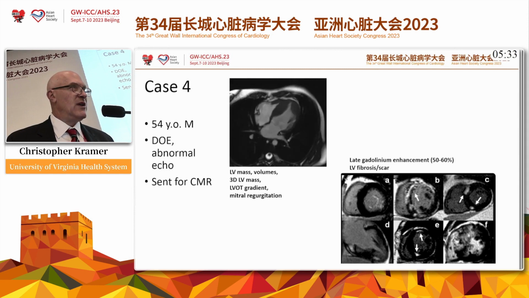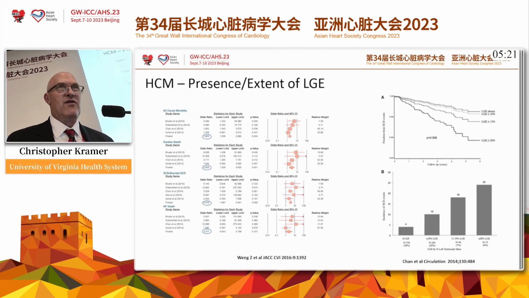So if half the patients present with any scar, the presence of scar can't be used as a marker for ICD placement, because then you'd be placing ICDs in too many patients with HCM, over half, and the sudden cardiac death rate is less than 1% per year in HCM. So we can't use the presence of LGE as a marker, but it turns out the extent of LGE is an important marker of sudden death.